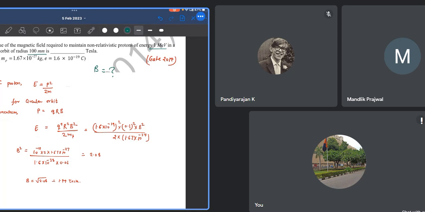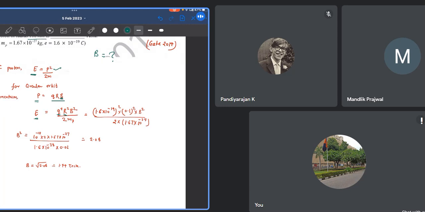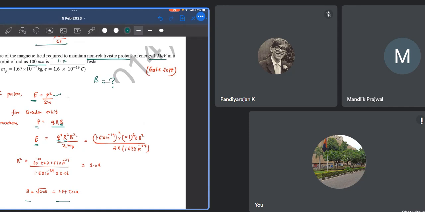They are given that they are non-relativistic protons, so we can directly use the energy as p square by 2m. So energy is the kinetic energy, which is p square by 2m, and p means momentum, which is given by QBR. R is given to us as 100 mm. B we have to find out, and Q is the charge of your proton. And energy is given to us as 1 mega electron volt. We put all these values in these expressions, and this is our magnetic field, 1.44 Tesla.